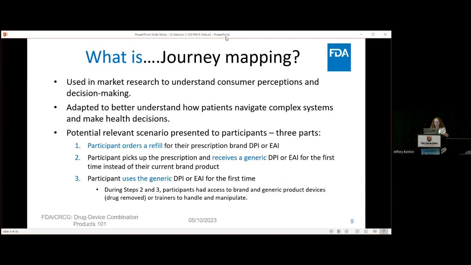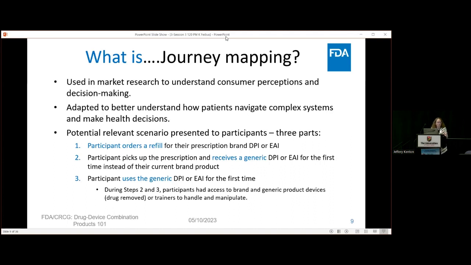The second part of the journey mapping process was that the participant goes to the pharmacy and picks up their prescription, and they unexpectedly receive a generic version of the product that they've been using instead of the brand. And then the third part of the journey mapping exercise and the discussion that followed explored what the participant does and what they feel when they sit down to use this generic product for the first time.